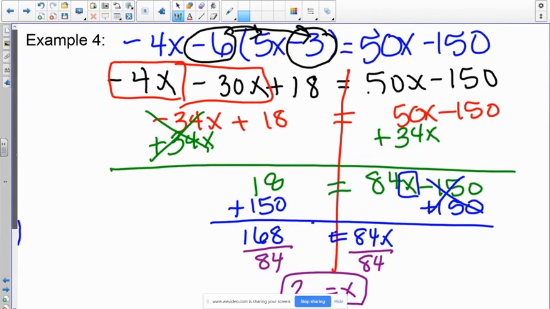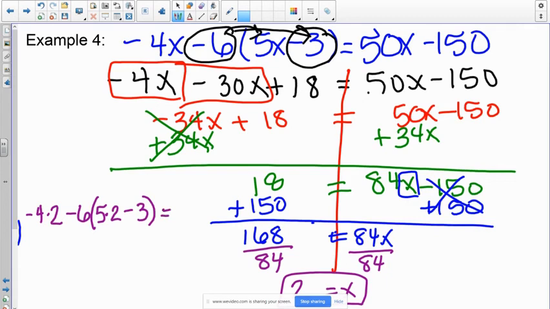Important part is go ahead and check. So I'm going to plug this 2 back in. So I'm going to grab my calculator, and I'm going to start at the original. So I'm going to take negative 4 times 2 minus 6, front parenthesis, 5 times 2 minus 3, and get that answer. And then I'm also going to do the other one, 50 times 2, and subtract 150. So the answer to both of those are negative 50. And because of that, I know that I'm correct.